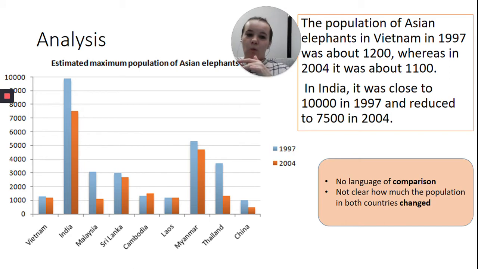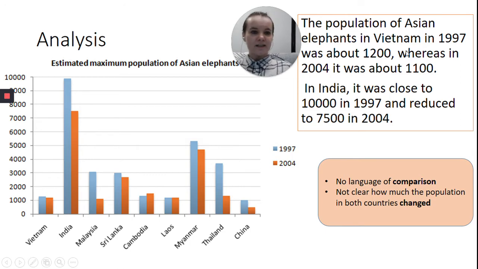Actually, we have it over here in this little orange box. And without wasting any time, let's just jump into that. So when you read it, the population of Asian elephants in Vietnam in 1997 was about 1,200, whereas in blah blah it was blah blah. And you say, hey, that's so nice. The student used whereas. Fantastic. However, what the student didn't use is actually the language of comparison.